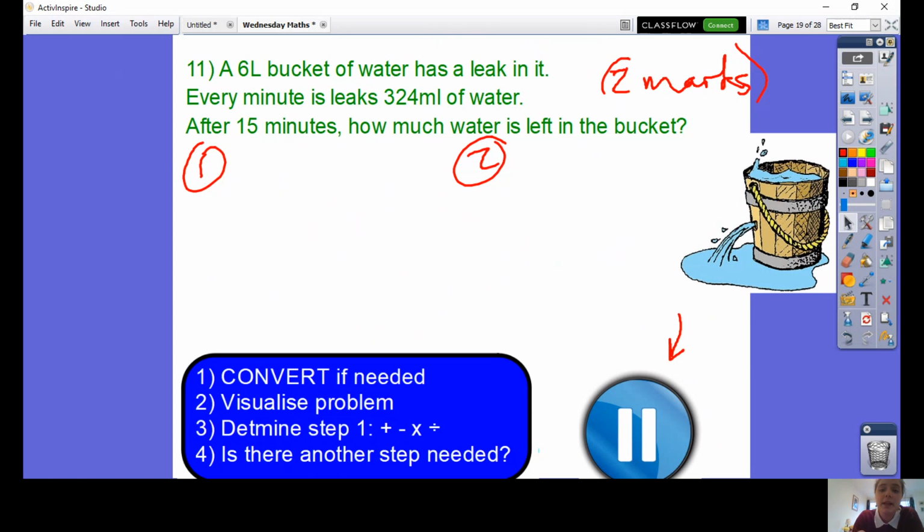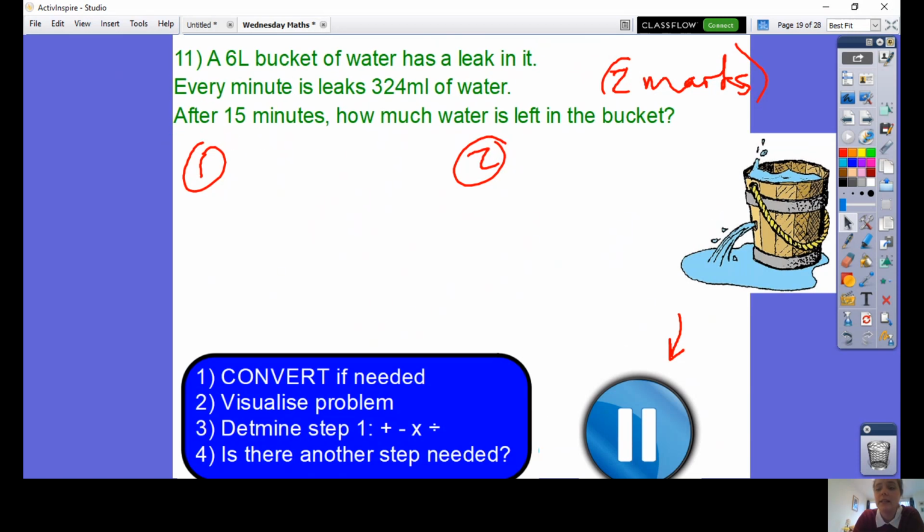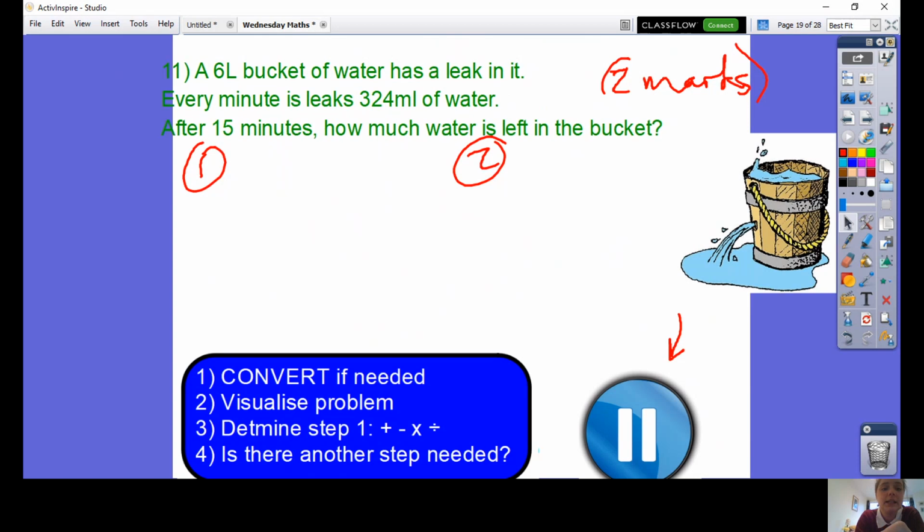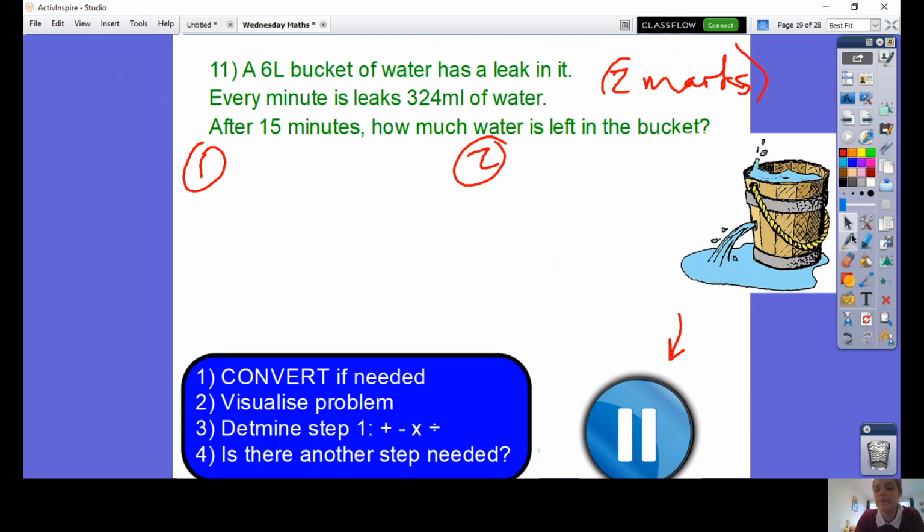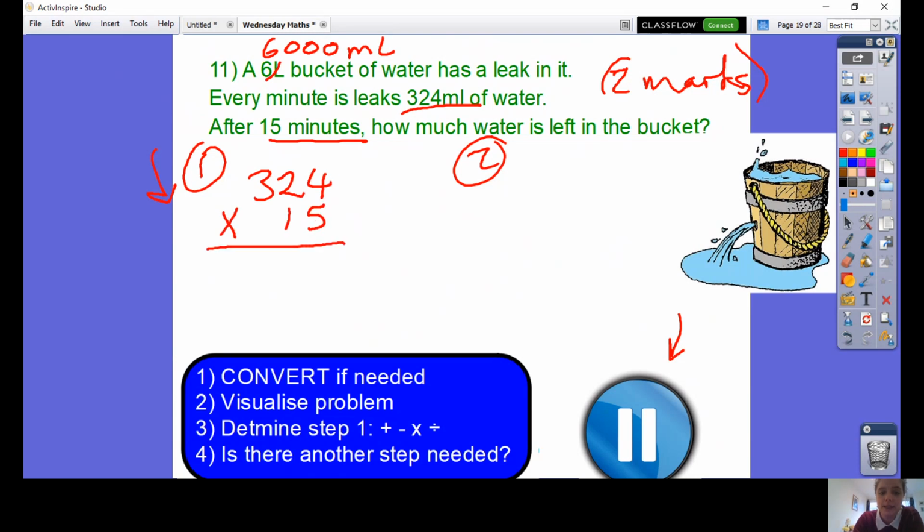So a 6-litre bucket of water has a leak in it. Every minute, 324 millilitres of water are falling out. Firstly, I need to convert that. 6 litres is 6,000 millilitres. Okay, every minute, 324 millilitres fall out. After 15 minutes, how much water is left in the bucket? First, I need to know how much water has fallen out over 15 minutes. 324 millilitres of water every minute, for 15 minutes.